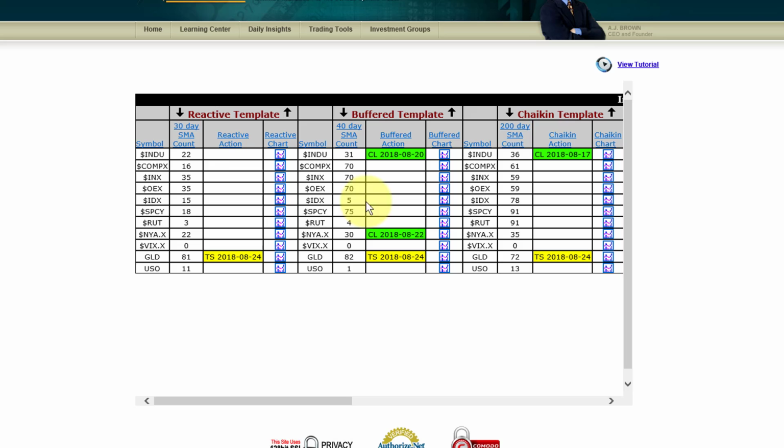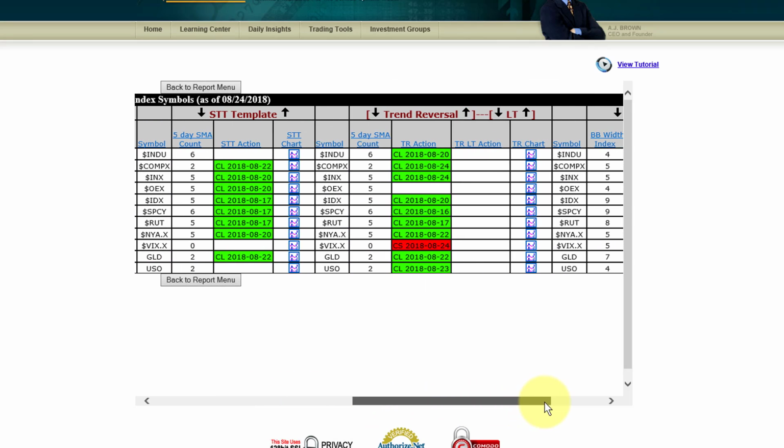Our trend continuation templates are logging long-term bull trends. However, the signals for a trend continuation are not quite there yet. Looking at our short-term trend template and our trend reversal template, clearly we've been bullish for about a week's worth of trading.